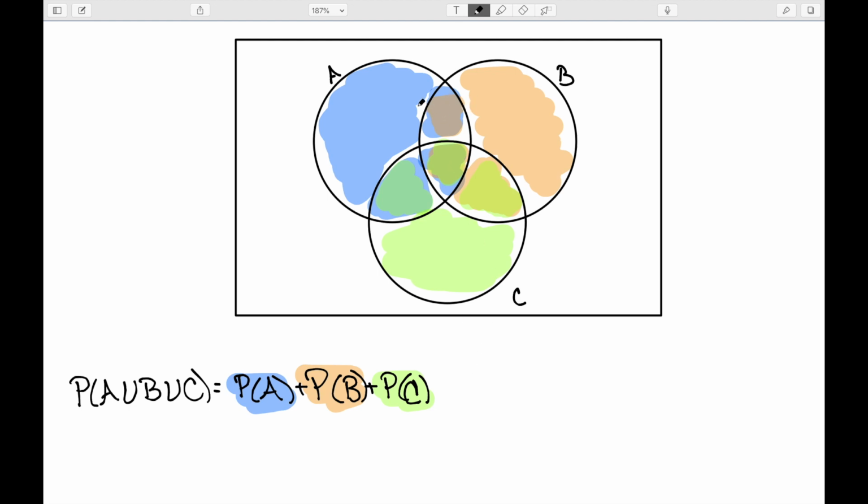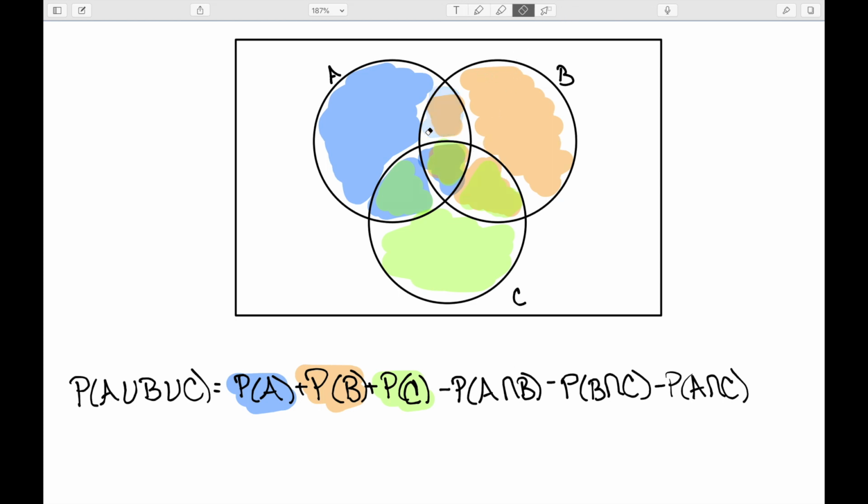So we can see we counted this region between A and B twice. So we're going to subtract out A intersect B, as well as B intersect C, and A intersect C. So that's going to help us with all of our double counting here.